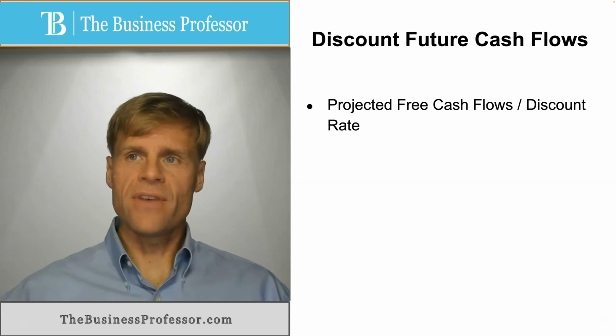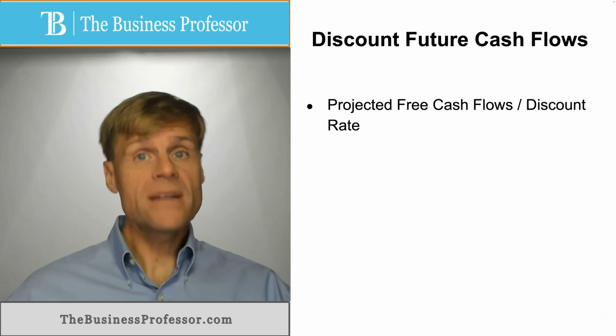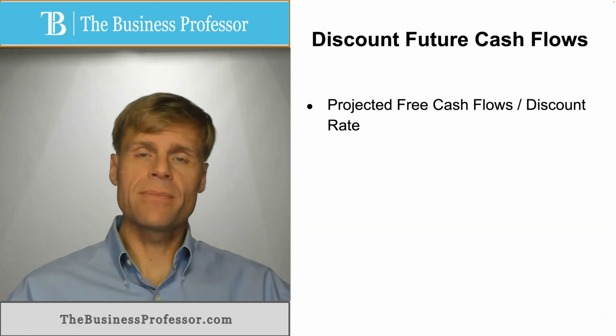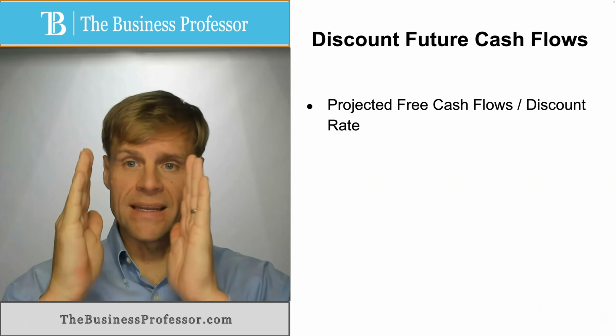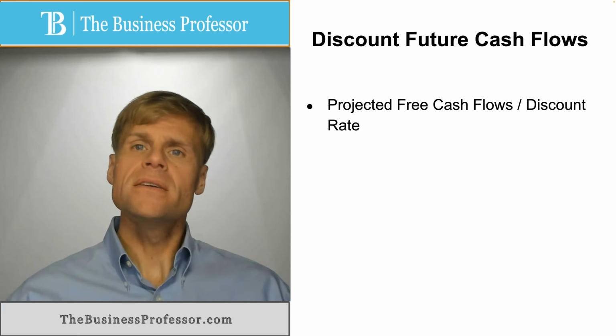So instead of dividing just by the discount rate, you're dividing by 1 plus the discount rate to bring back present value in a given year, and then each year's present value, you simply add them up over time. So how does this work?